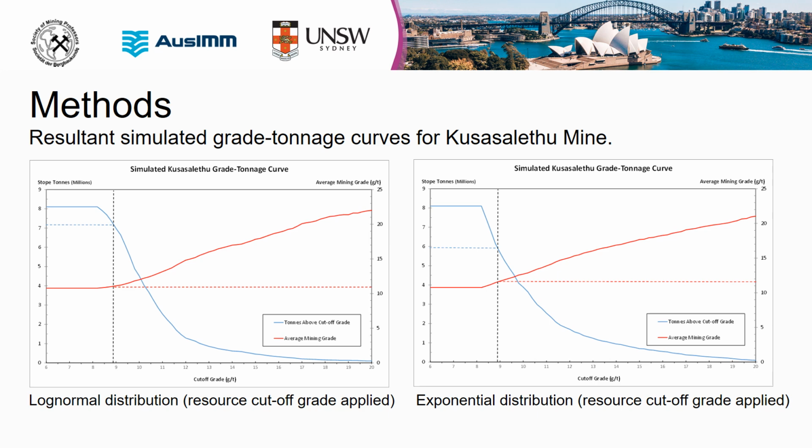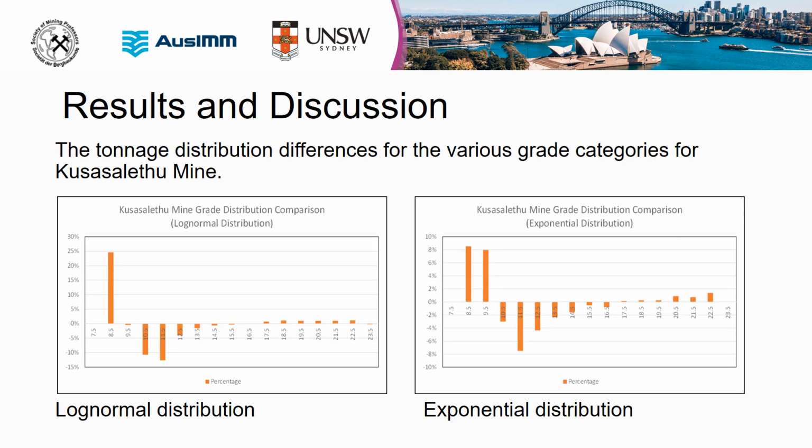The two distributions were tested, and these are the resultant grade tonnage curves using either a log normal distribution or the exponential distribution. And then to determine which one was more appropriate, the differences between the different grade categories were considered. For the log normal distribution, there is a very large over allocation in the 8.5 gram per ton category, with a 25% over allocation. And then in the 10.5 and 11.5 gram per ton categories, there's a 10 to 15% under allocation.